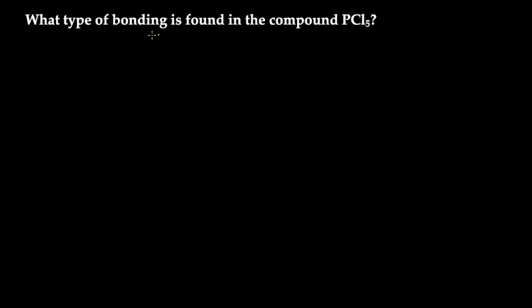So in this question, we want to know what type of bonding can be found in PCl5. For a bond to be found in a certain compound, there are two different types. There are covalent bonds, and then there's ionic bonds. The difference between these two is determined by the difference in electronegativity of the two atoms involved in the bond.